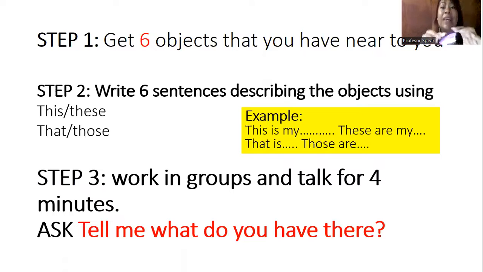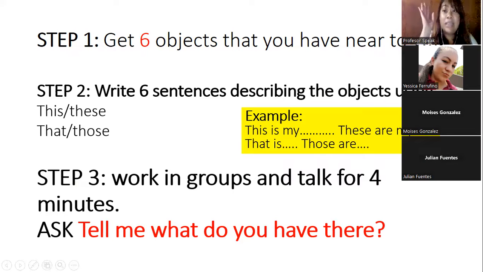Desde ya les aviso de los seis objetos. Me van a decir, this is my stapler. This is my marker. These are my batteries. Those are my cell phones. Me van a tener que describir los six objects, ya sea que sean three plural, three singular. Si quieren tener 10 objects o 20, do it. But el mínimo are six.